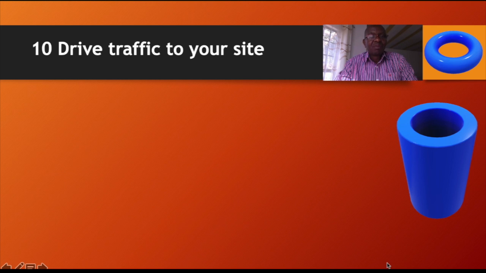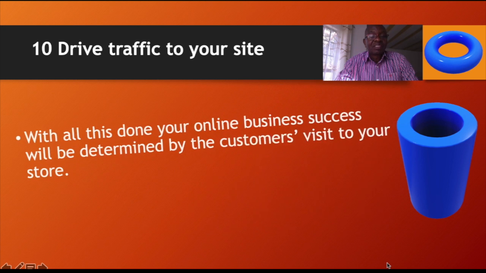Number 10 on this one is drive traffic to your site. You have your site at the moment, but how do people know that you have your site? How will they know that you are selling your product? How will you take them to the product? This is another very crucial point. After you have set up your business, you also need traffic. Traffic is the customers, people coming to your website to make a purchase or to look at your product.